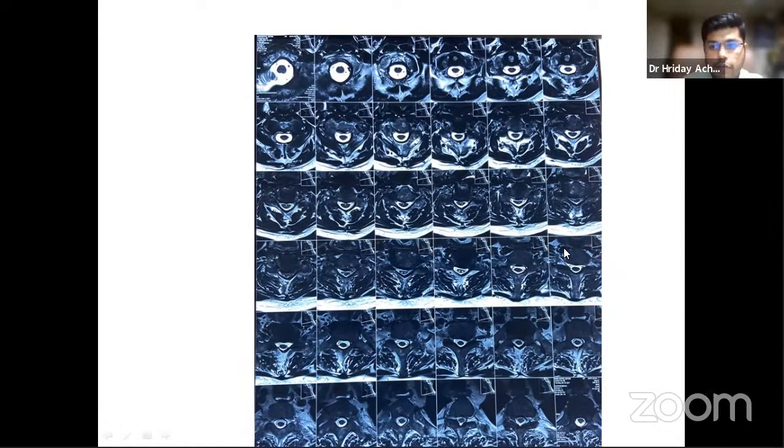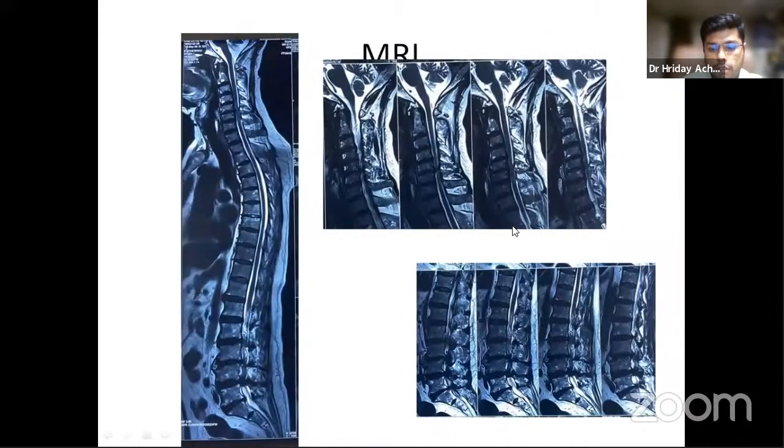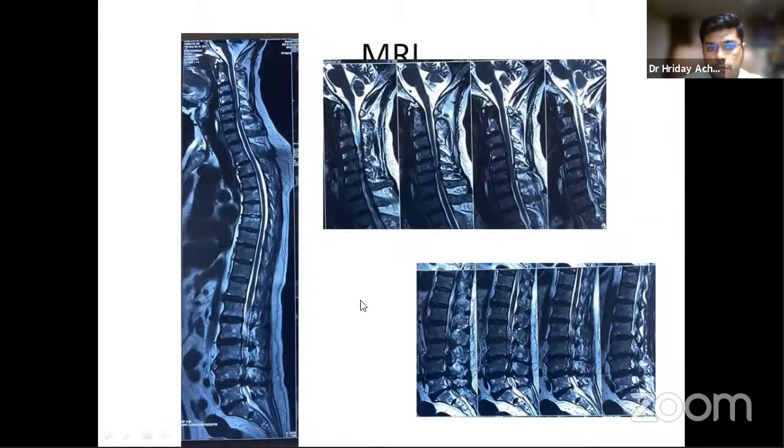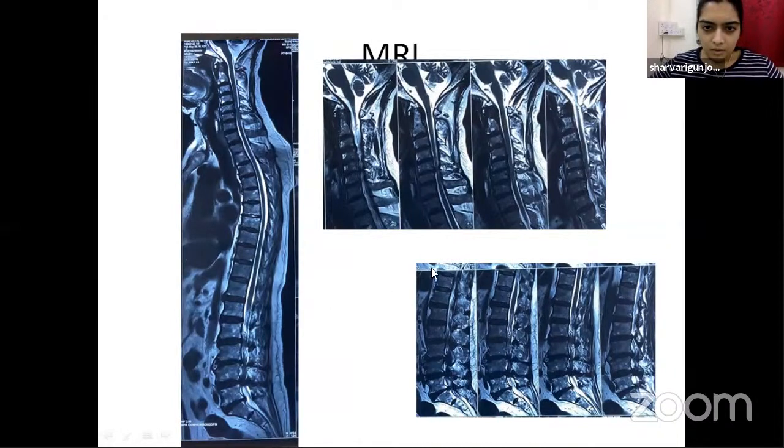Sir, we can start with Sharvari to read the MRIs in this patient, first the sagittal ones. Sharvari, can you read the MRI? Yes, sir. So on sagittal images, there is cord compression at C5, C6 along with signal change. And in the lumbar spine, sir, there is stenosis, there is compression at L4-5 and L3-4 as well, sir.